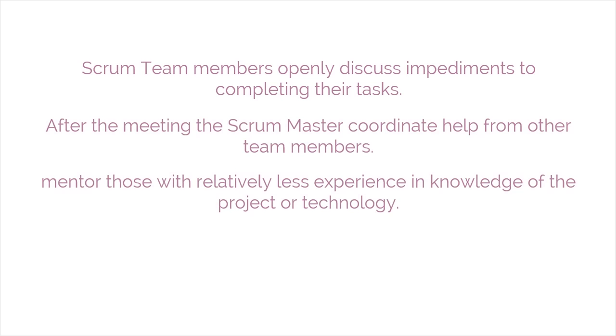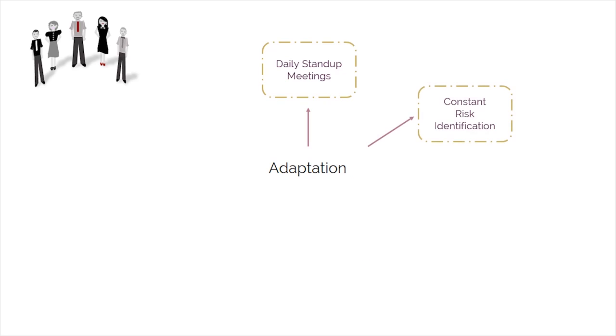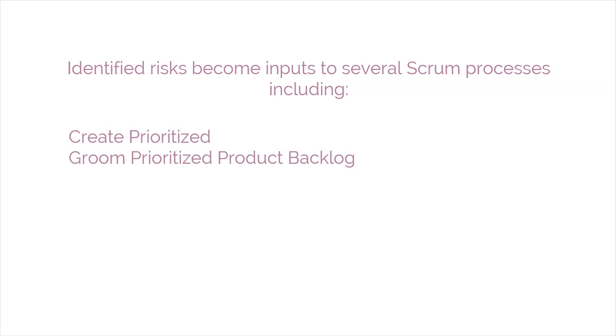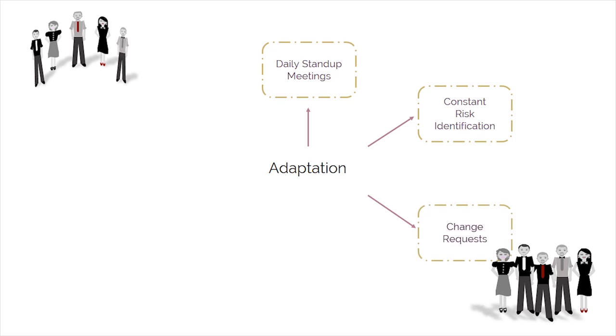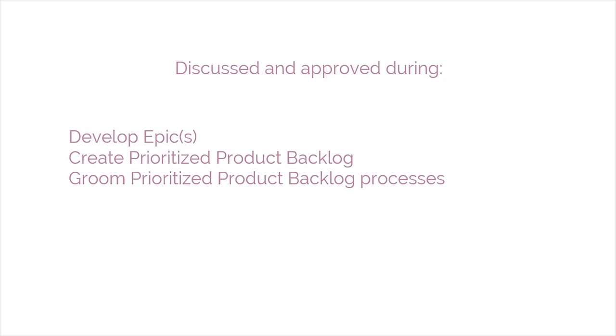More experienced members in the Scrum team also mentor those with relatively less experience and knowledge of the project or technology. When the needed resource doesn't reside within the team, the Scrum Master will acquire it externally. Risk identification is performed and iterated throughout the project. Identified risks become inputs to several Scrum processes, including Create Prioritized Product Backlog, Groom Prioritized Product Backlog, and Create Sprint Backlog. Improvements can also result in change requests, which are discussed and approved during the Develop Epics, Create Prioritized Product Backlog, and Groom Prioritized Product Backlog processes.